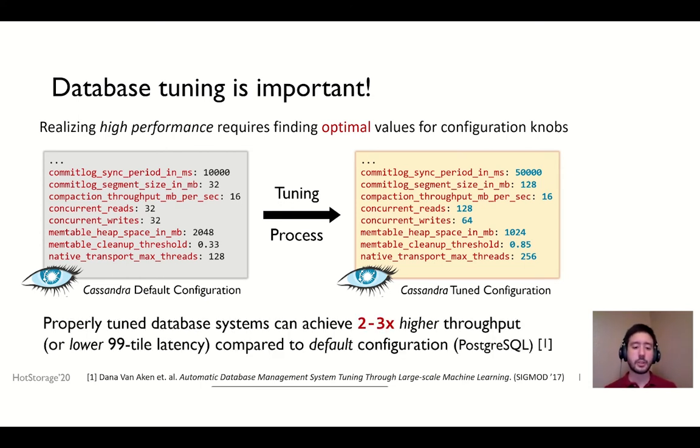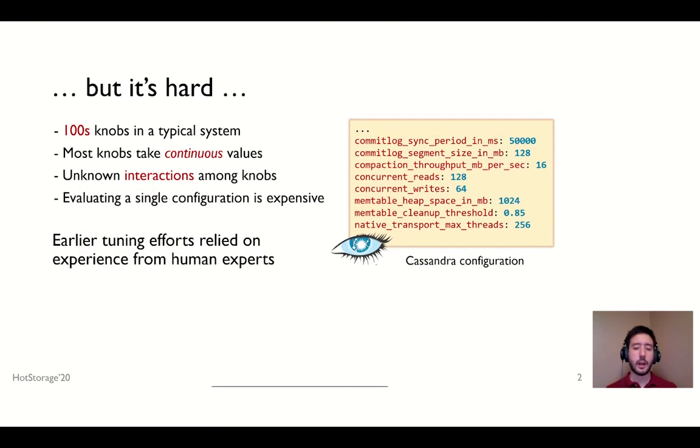And numerous studies have actually shown that properly tuned database systems can achieve 2 or 3 times more throughput or lower latency when compared to untuned ones. However, tuning is a hard problem, and there are many reasons for that. In a typical system, we can find hundreds of tunable knobs, and most of them take continuous values, and also there are some unknown interactions among these knobs. Finally, even evaluating a single configuration is expensive, as it can take several minutes.